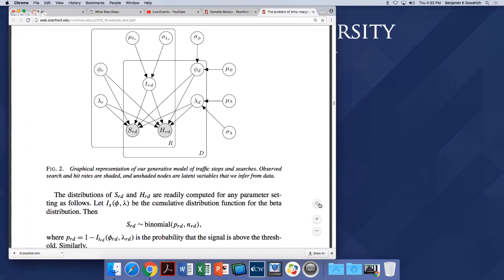Yes, Robert. So I messed this up, but the ones that are not inside the loops are mu phi, sigma phi, mu lambda, and sigma lambda. Yeah, the ones that don't have an R or a D subscript. Okay. So we draw ones for each of those, and then we draw phi d and lambda d. Yeah, the race-specific ones, the department-specific ones.